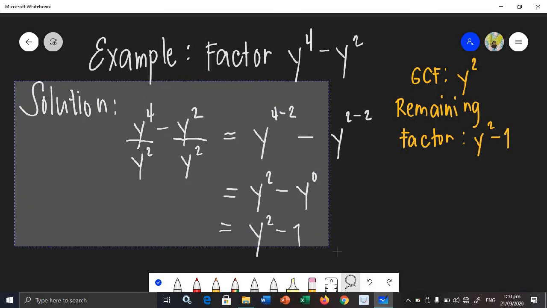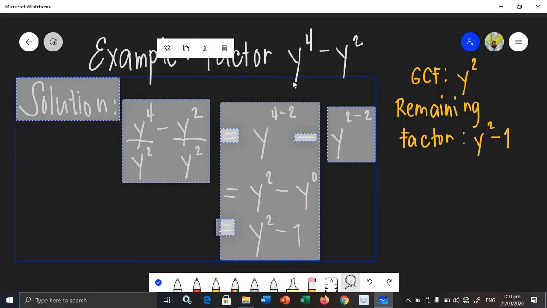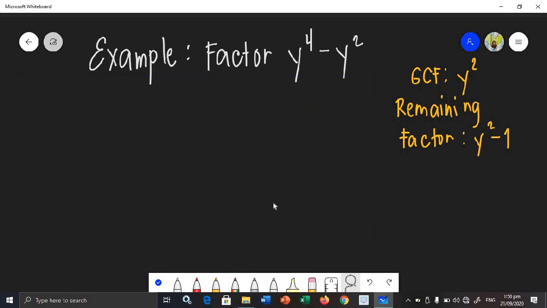We will need to combine the GCF and the remaining factors pa. So, ang final answer natin using the GCF and the remaining factor will be y squared and then quantity y squared minus 1. That will be our answer or the factored form.